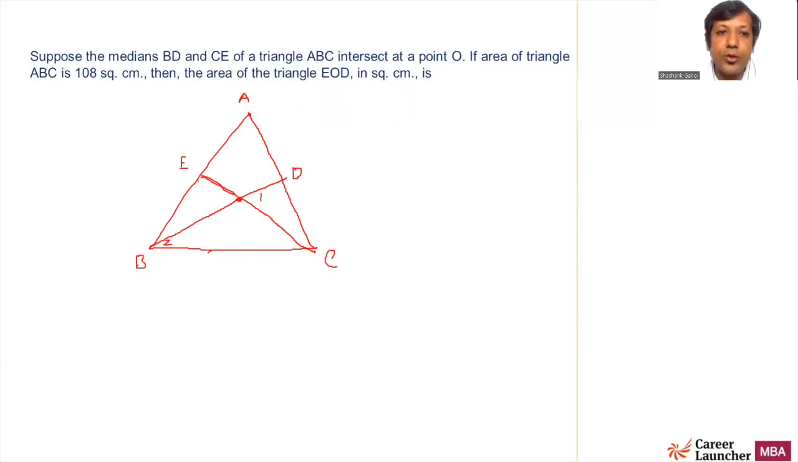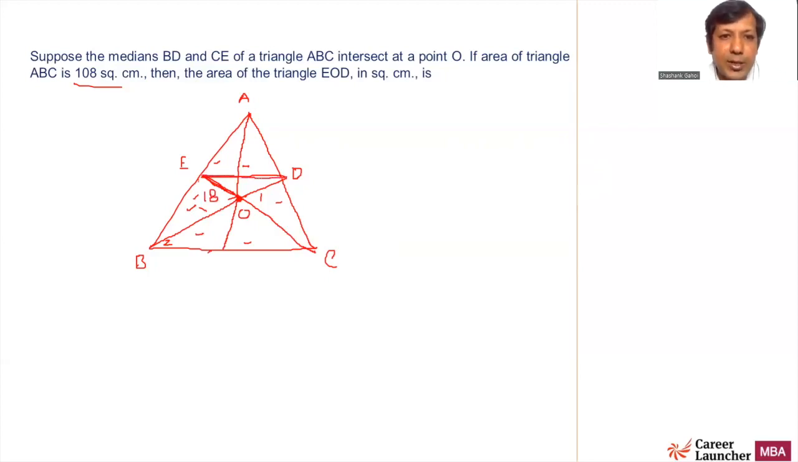Now the property of a centroid is that it divides the median in the ratio of 2:1, and all the triangles that are formed by drawing all the medians have an area of 1/6 of the total triangle. That means this area, this area, this area, this area, this area, and this area, all 6 areas are going to be equal. Now, the question says the total area is given to us as 108. I need to find out this area. So if the total area is 108, this area is going to be 1/6, so 1/6 of 108 is going to be 18.